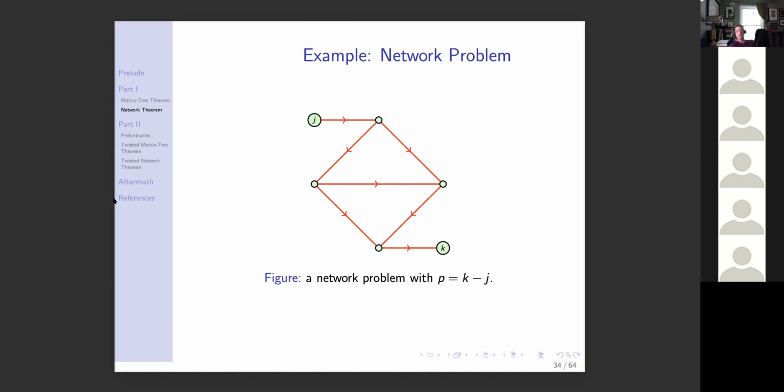Here's a picture of a network problem where we think of these vertices J and K as being external nodes. When we check the current law, we're checking it at all the nodes, the vertices, which are depicted with small circles.